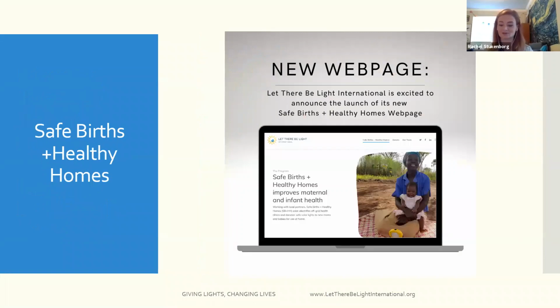Let There Be Light International also just 2 weeks ago celebrated the launch of their new Safe Births and Healthy Homes website, which provides information about the program and stories of the beneficiaries. Safe Births and Healthy Homes is a program that electrifies health clinics and then donates solars to new mothers who choose to give birth in the health clinics rather than at home. And this program incentivizes attended births, which increases positive outcomes for mothers and infants. It also allows them to improve their health at home with a healthy source of lighting. And since the launch of this program, Safe Births and Healthy Homes has donated roughly 1,300 solar lights to new mothers. And I'll talk more about involvement opportunities later, but we're welcoming partnerships with the new Safe Births and Healthy Homes program.